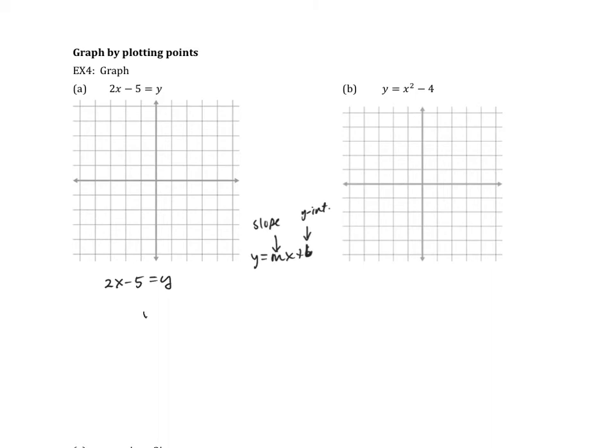So we're actually in that format. It was just written backwards. So y is equal to 2x minus 5. That means that the slope is 2. It's nice to have slope written as a fraction, so I would think of that as 2 over 1. And then the y-intercept, the y value is negative 5.